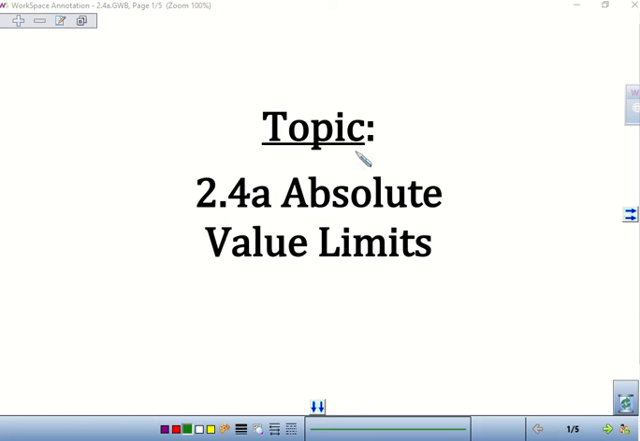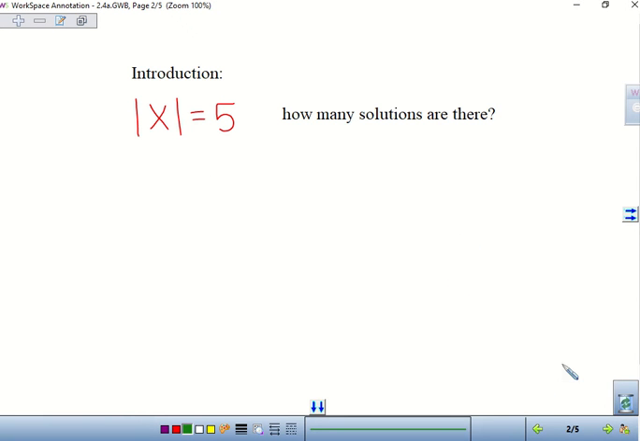Alright, so today we're doing 2.4a, which is absolute value limits. This is not on your notes, but this is just something to talk about before we get into it. How many solutions are there to this particular equation? 2. What are the two solutions? Negative 5 and positive 5, that's true.